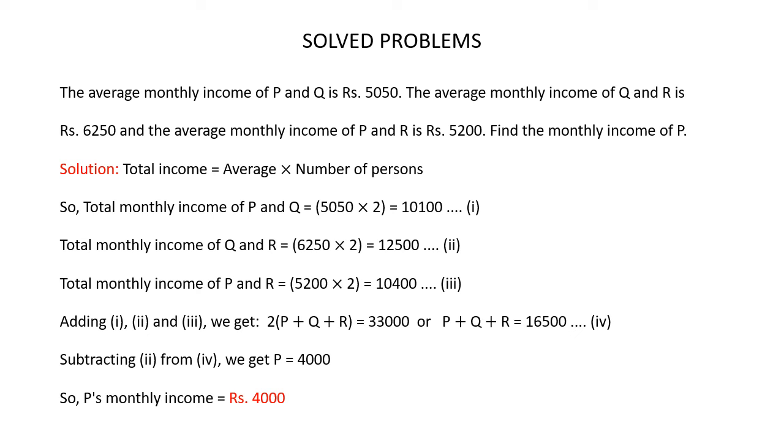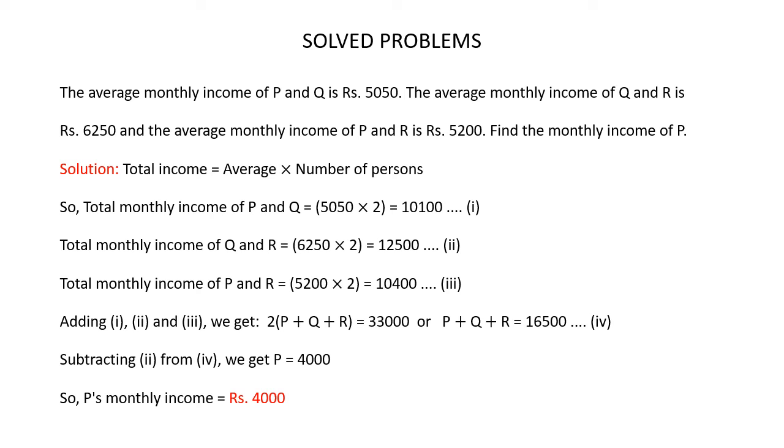Now it's given that the average monthly income of Q and R is rupees 6,250. So total monthly income of Q and R is equal to average of Q and R multiplied by 2, which is 6,250 multiplied by 2, which gives us 12,500. So 12,500 is the total monthly income of Q and R. So here you get Q plus R is equal to 12,500. This is equation 2.